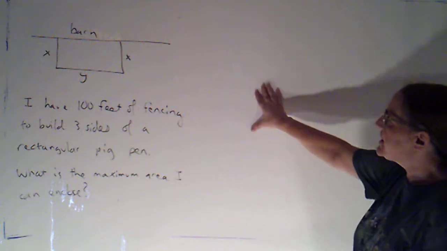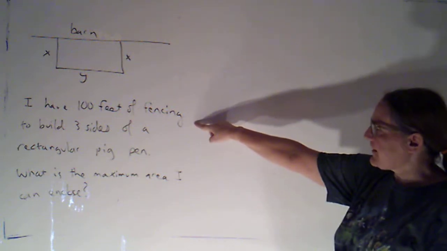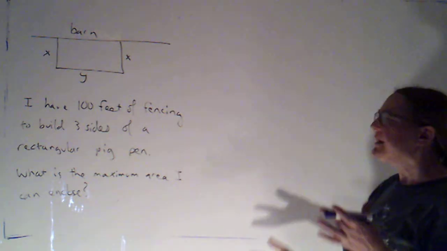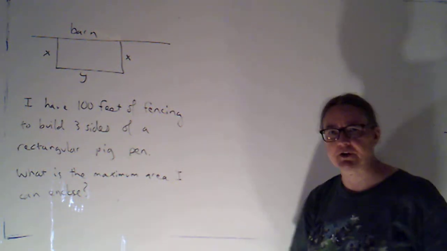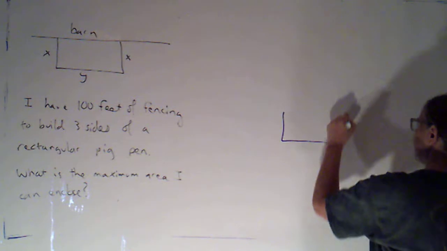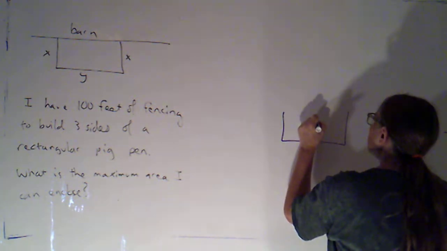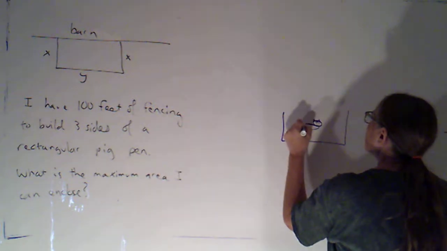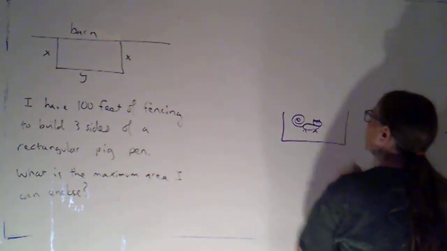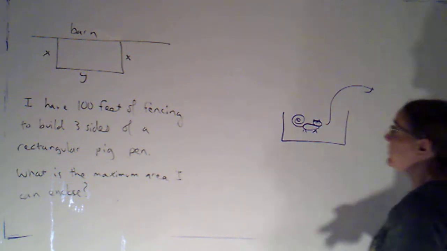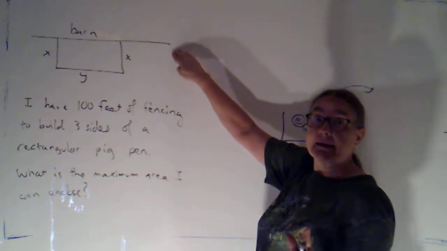Okay, so here's what we have. We have 100 feet of fencing and we're going to build 3 sides of a rectangular pig pen. Now, you might think that sounds very foolish because if I build 3 sides of a rectangular pig pen, then I could put my pig right here. That is my pig. And the pig could run away. Okay, but the picture illustrates why this is not a dumb idea.